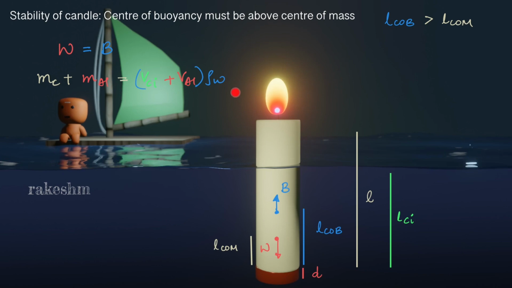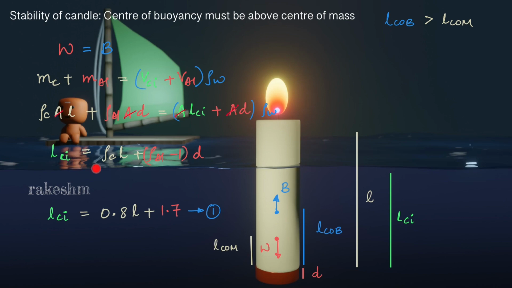I have cancelled out the g here and here. In the next step, I have written mass as density into volume and volume as area into length, and we get this expression. We can further simplify this expression to get the length of the candle immersed in the water. Now putting in the values in this equation, we get the length of the candle immersed in terms of the total length of the candle.